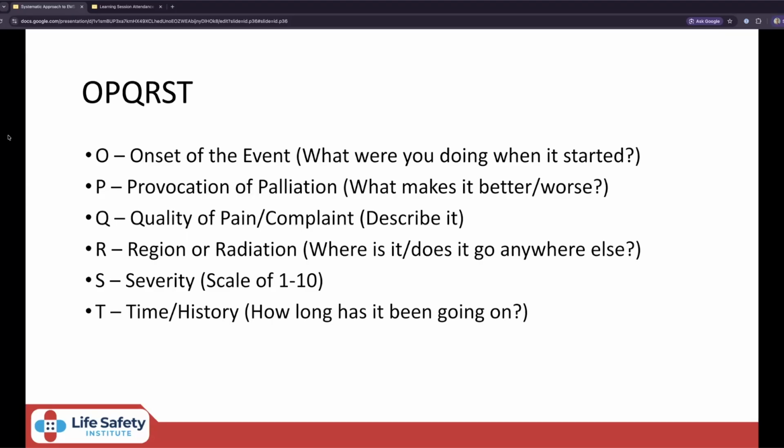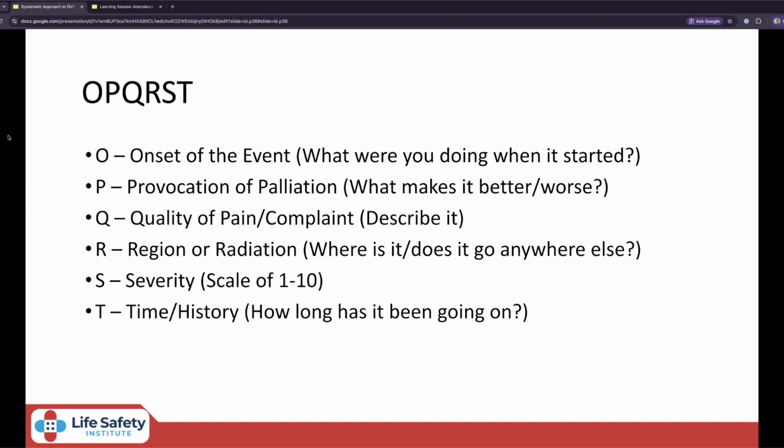Quality of pain. Can you describe it? What does it feel like? Is it a crushing pain? Is it a tearing pain? Is it a stabbing pain? And give us a little more detail. Region, radiation, where is it? Physically, where is it on your body? Does it radiate anywhere? Does it go somewhere? Oh, I have chest pain, but it shoots up to my jaw. Uh-oh, that's not good. Right? So where is it, and does it radiate to another part of the body?